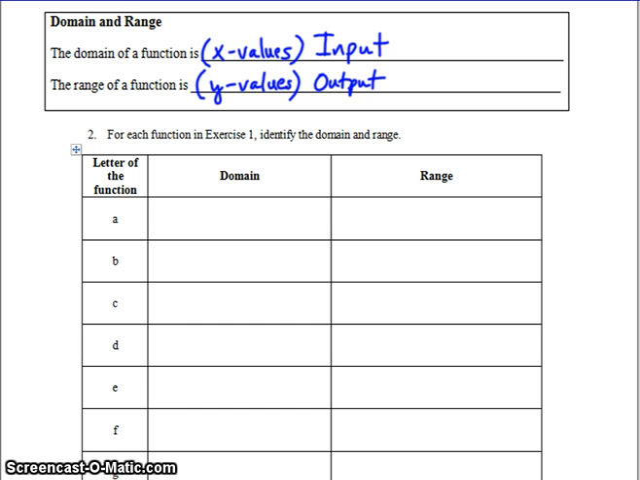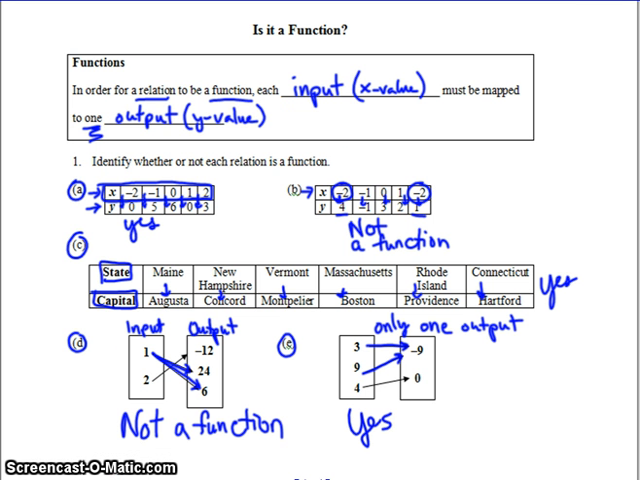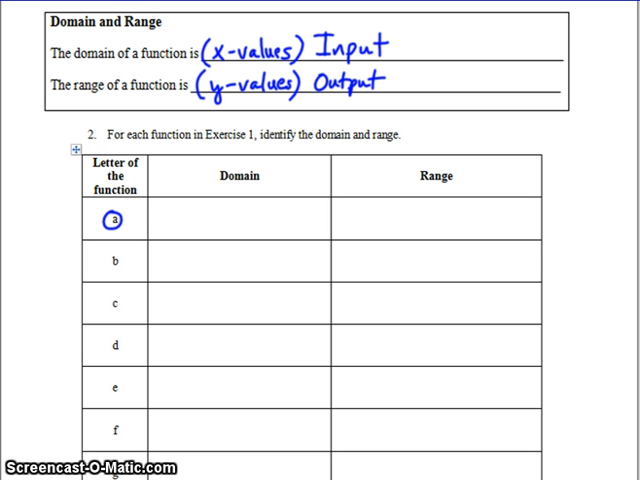So for number 2, for each function in exercise 1, identify the domain and range. Let's go back to A. The domain is the x values. So -2, -1, 0, 1, and 2 is my domain. I'm going to put these squiggly brackets as my collection of inputs: -2, -1, 0, 1, and 2.